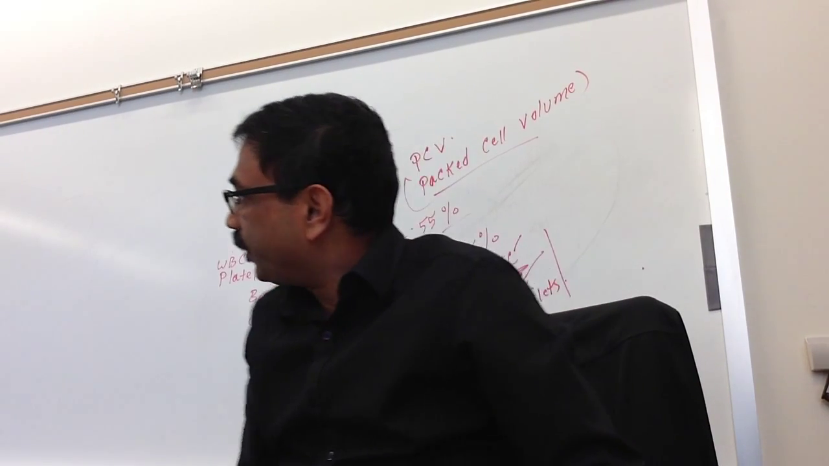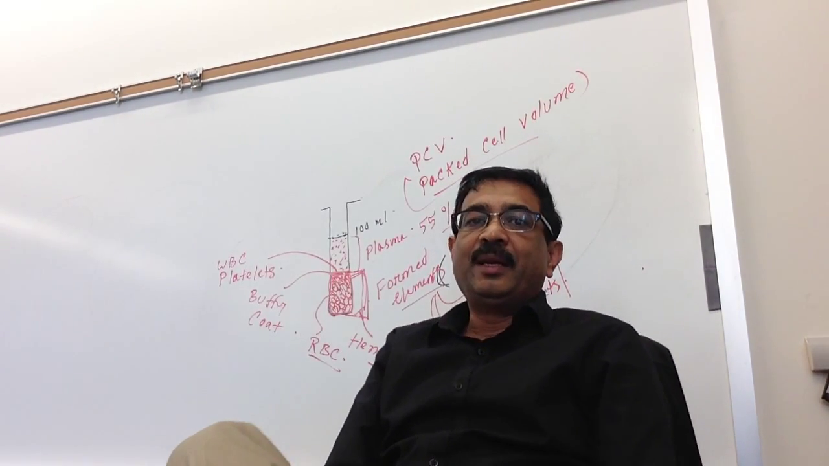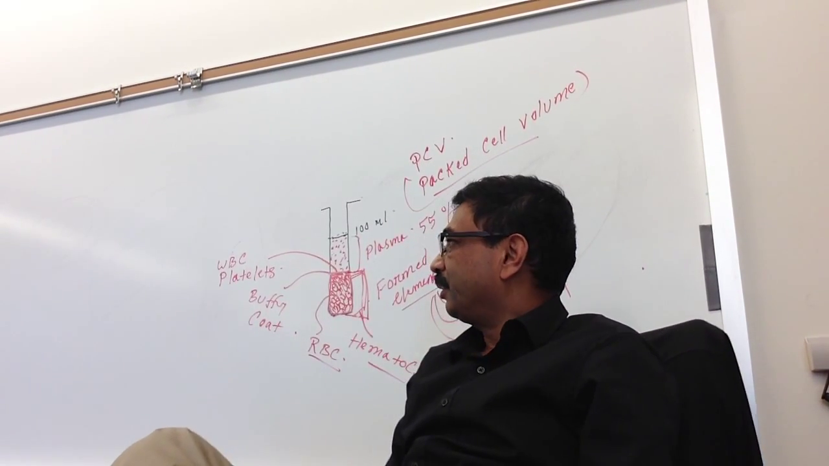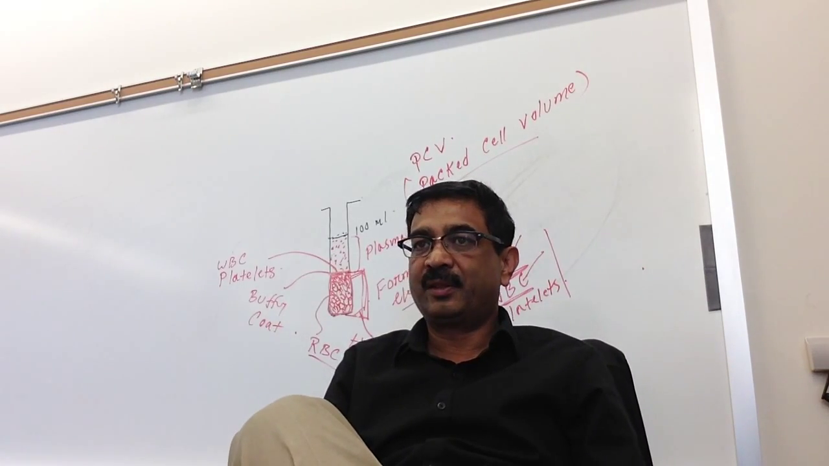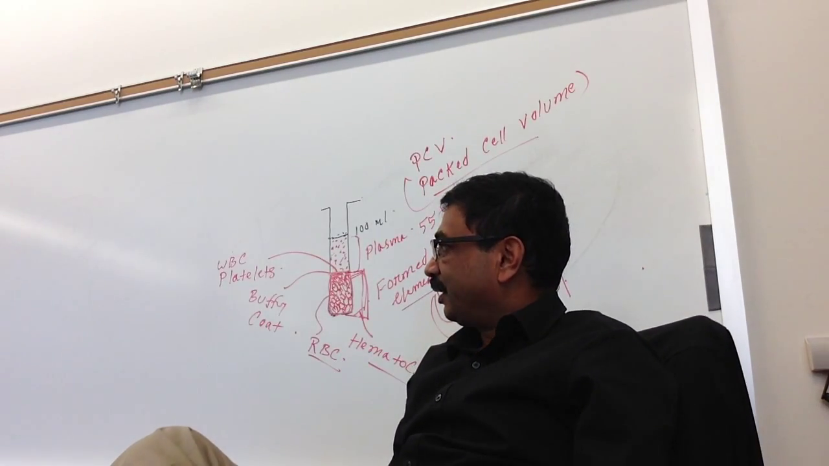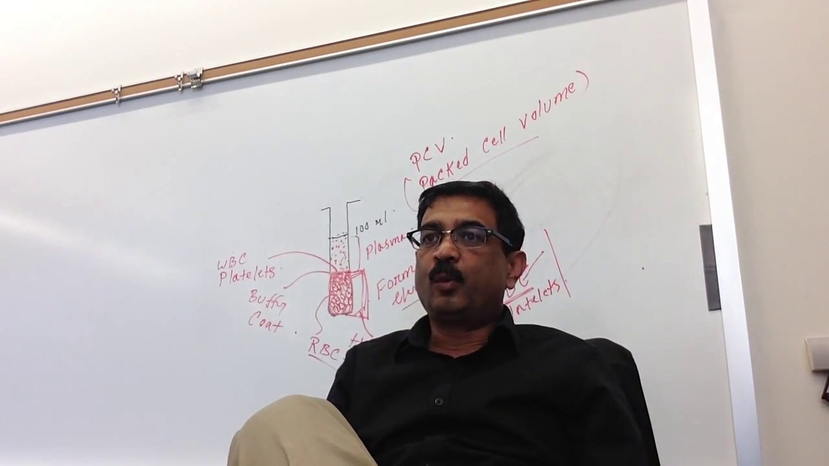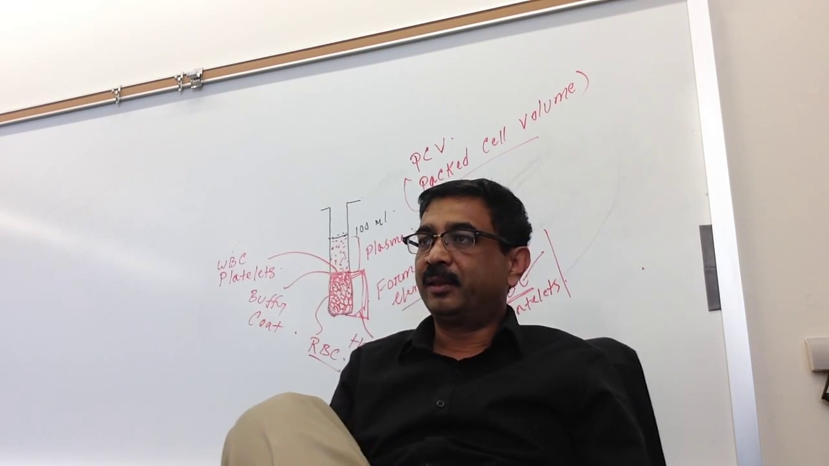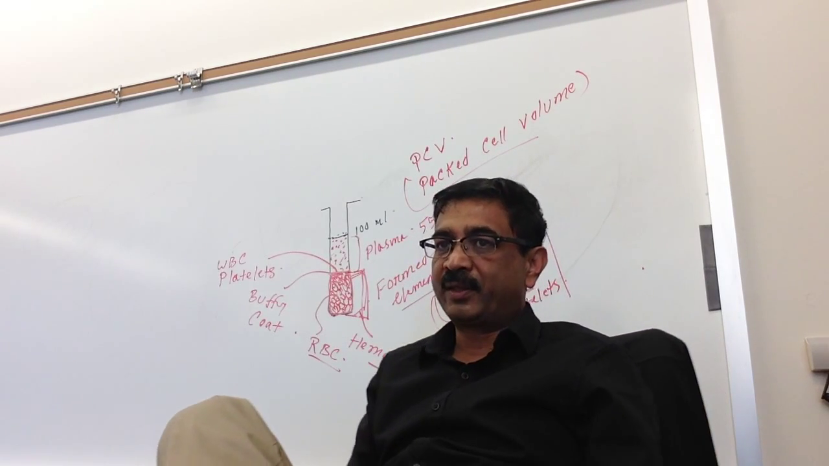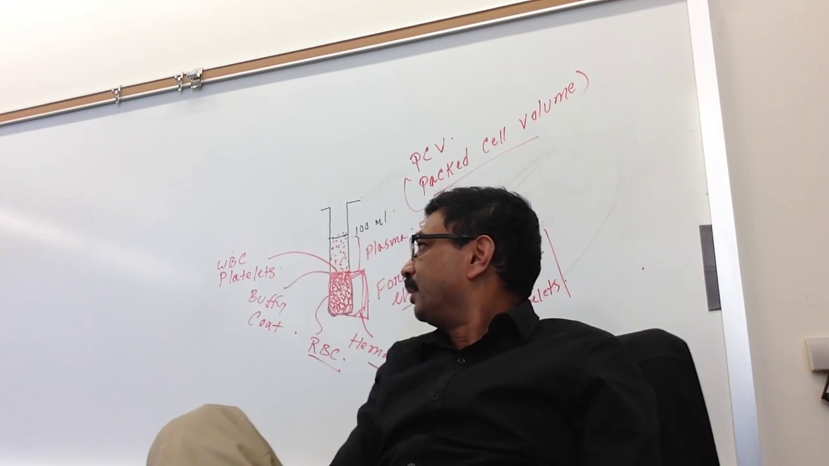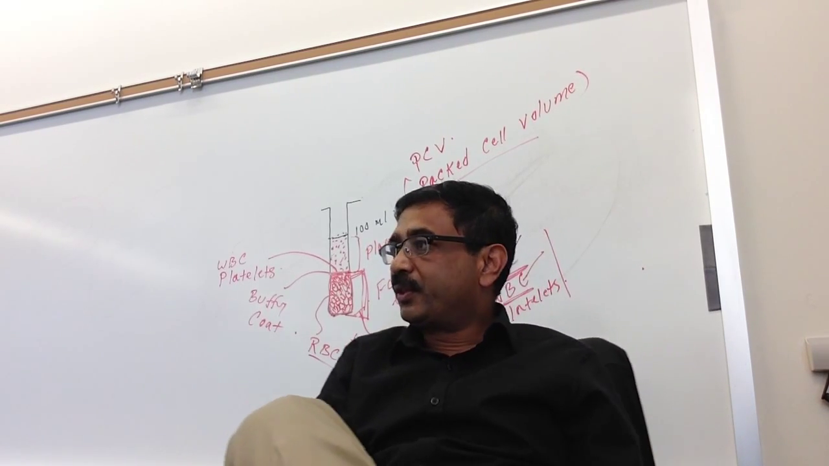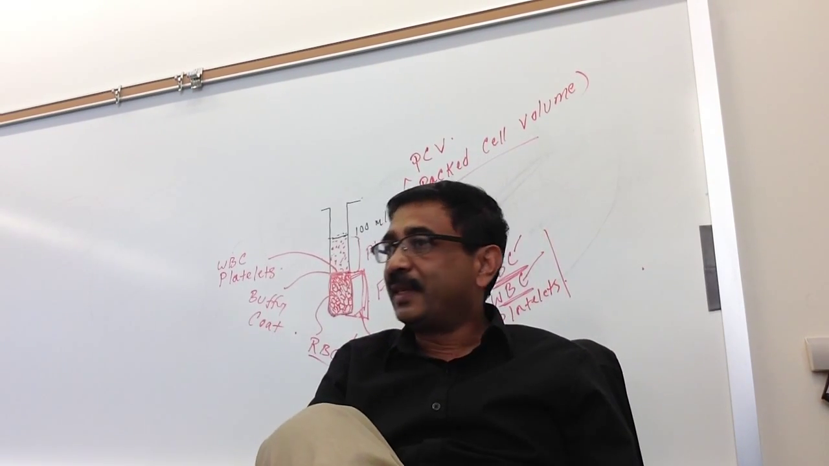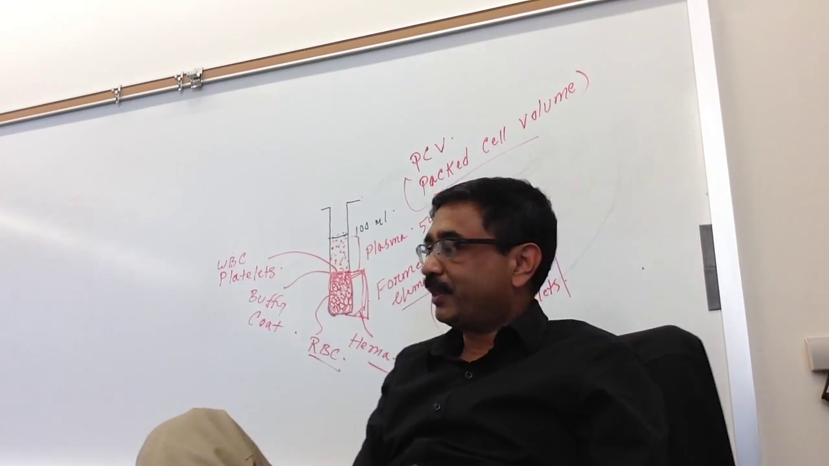Now, plasma is the fluid part or liquid part, and mainly it is formed by water. 92% volume of plasma is water. 7% is plasma proteins, and 1% is other solids like antibodies, hormones, and metabolic waste. Those are present in the plasma. So plasma proteins form 7% volume of plasma. We'll see what are the important plasma proteins and their functions.